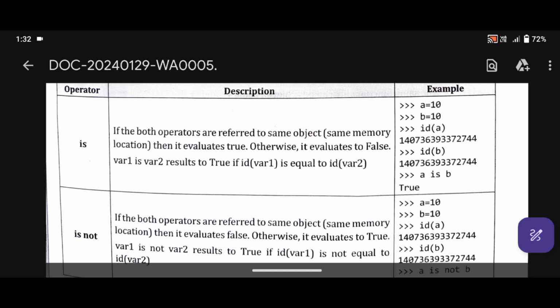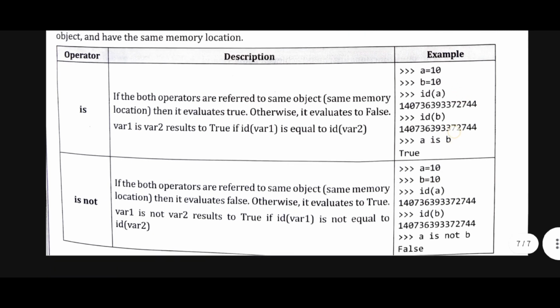Now the identity operators. It has two identity operators, is and is not. It checks whether two variables having two values are the same or not. Look at the example. The is operator checks whether a is equal to 10 and b is equal to 10. So a is b. It checks whether a and b are the same. So a is 10, b is also 10. Therefore the value is true.